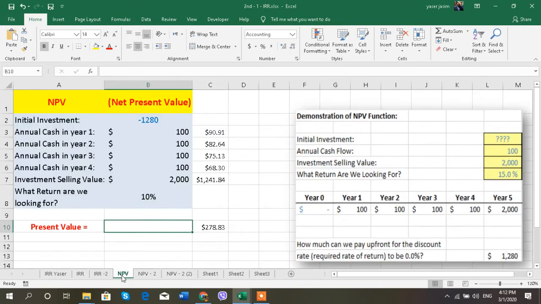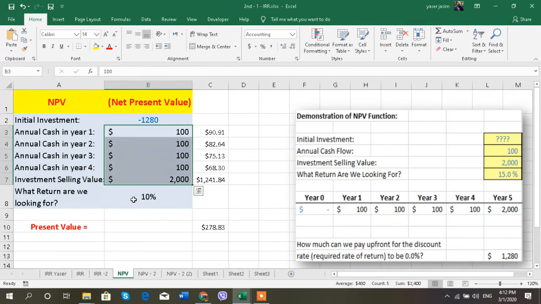Now we're going to go for the net present value, and I'll show you what the net present value is. How do we calculate it? Net present value is very easy. I have the initial investment, here year zero, initial cost, whatever you want to call it or name it. This is the cash flow, and I have the rate right here.